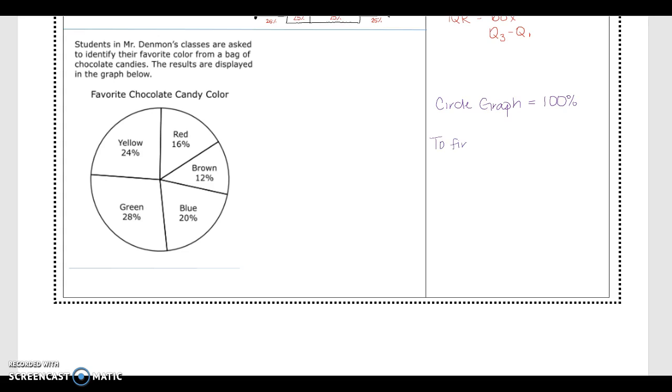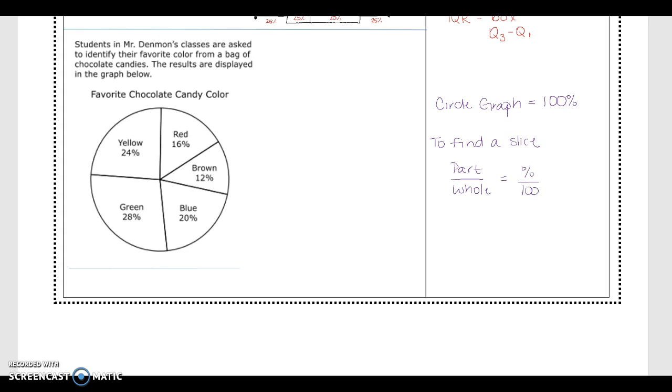So to find an amount, well, here, sorry, let me make it more generic. All right, and then I can do a specific example. So to find a slice, or information about a slice, right, you're going to do part over whole equals percent over 100, okay?